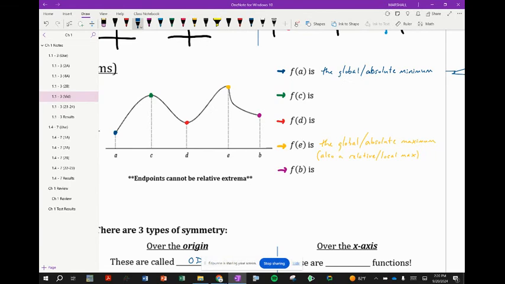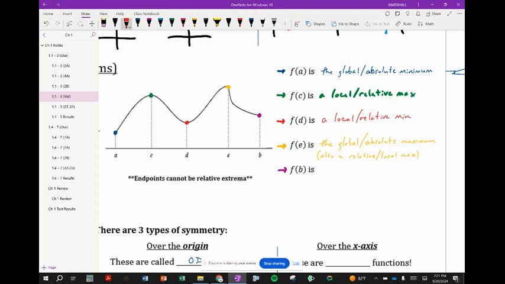F of C and f of D are both just locals. F of C is a local, or also known as a relative max, and f of D is a local or relative min. And you don't have to use both words all the time. I just use both so you see them both. You can either use local or relative. You can either use global or absolute. You're just going to see them both.